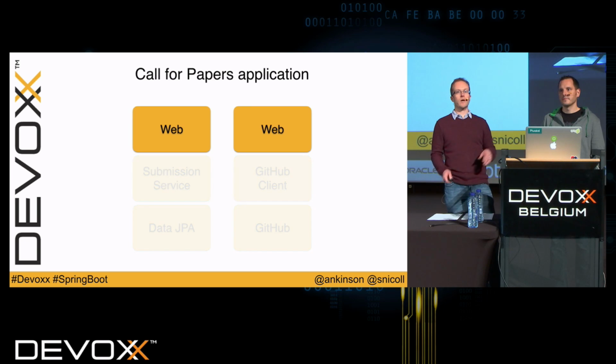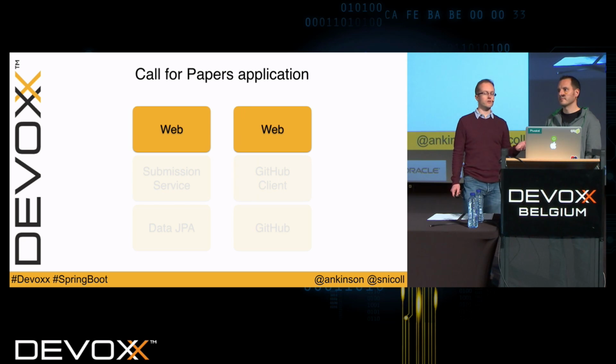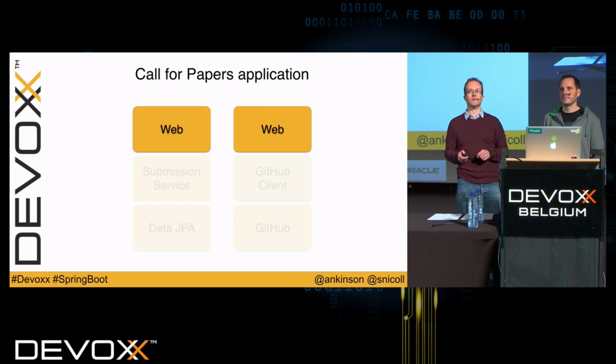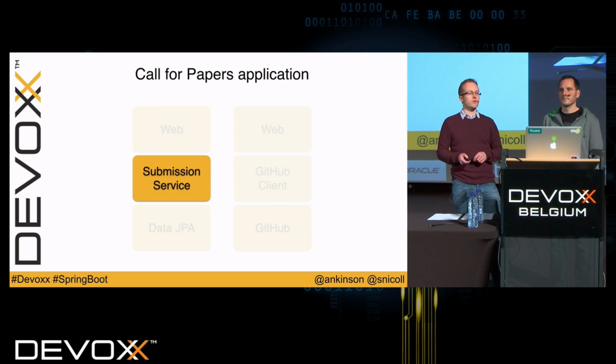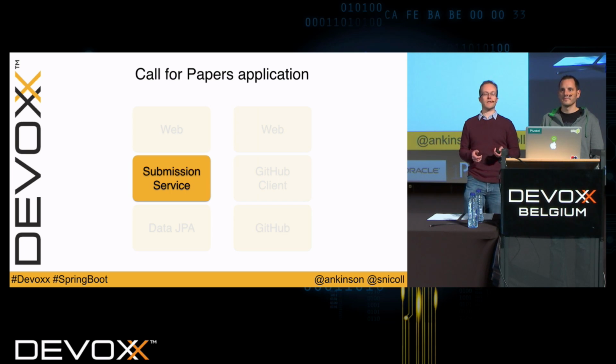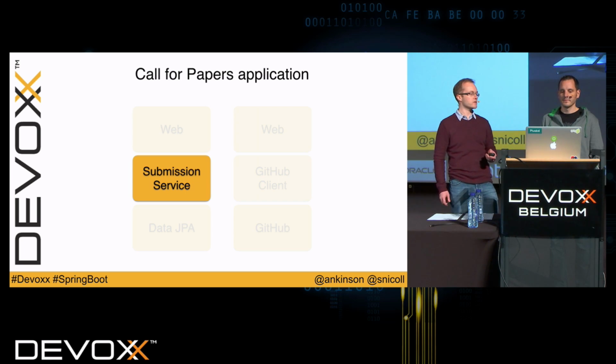So we've got two web slices in the application. We've got the controller that handles the submissions, and then the controller that surfaces the GitHub commit information. We've also got another slice, which is the submission service. It doesn't have many dependencies. It's very amenable to unit testing because it's just taking a request in and then possibly using a Data JPA repository, which is very easily mocked because it's an interface.